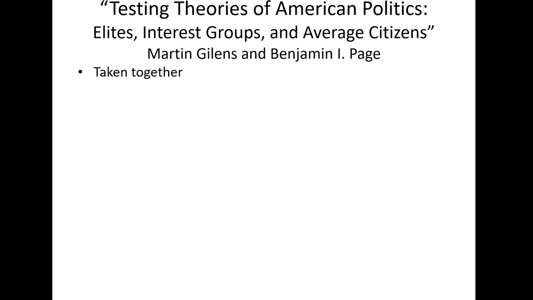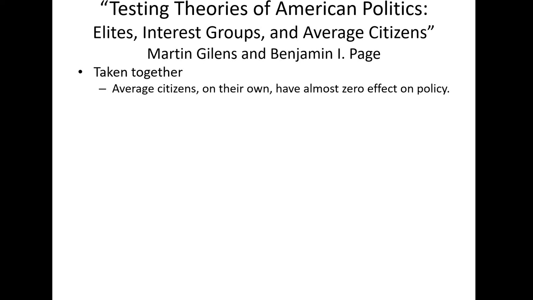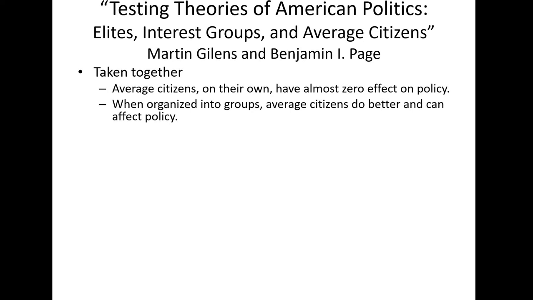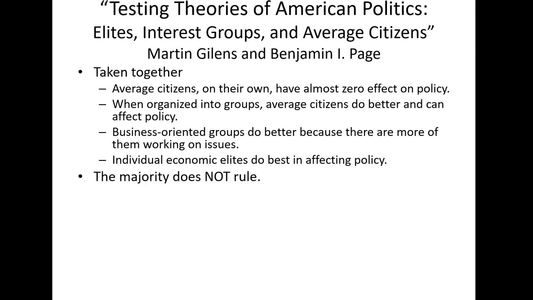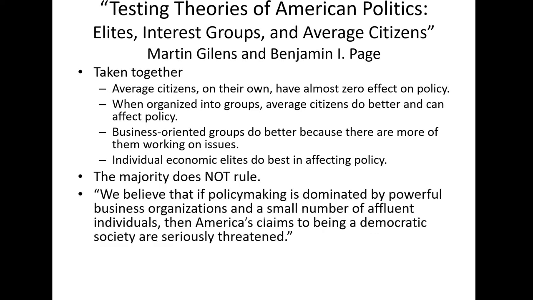Taken together, average citizens on their own have almost zero effect on policy. When organized into groups, average citizens do better and can affect policy. Business-oriented groups do better because there are more of them working on issues, and the individual economic elites do best in affecting policy. So what does this mean for democracy? Well, the majority does not rule. The authors say, quote, when a majority of citizens disagrees with economic elites and or with organized interests, they generally lose. And finally, the authors say, we believe that if policymaking is dominated by powerful business organizations and a small number of affluent individuals, then America's claims at being a democratic society are seriously threatened.